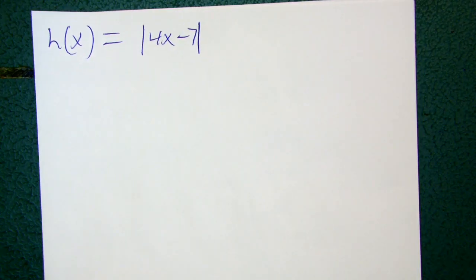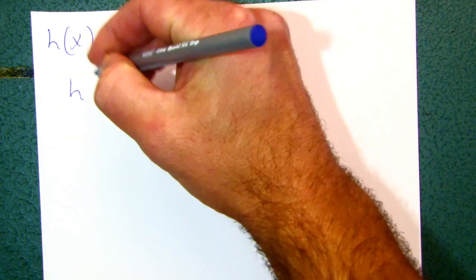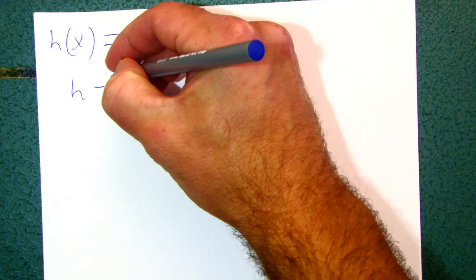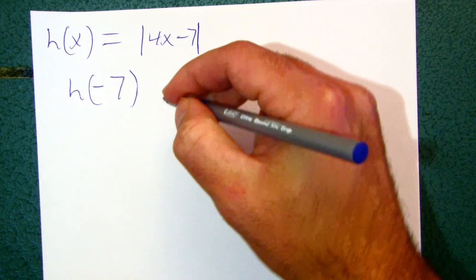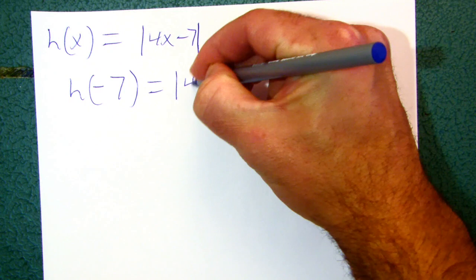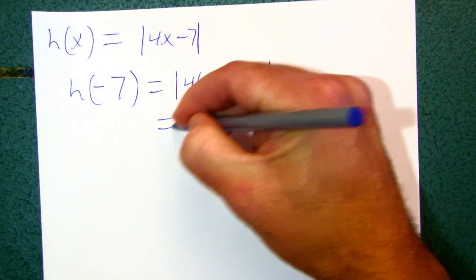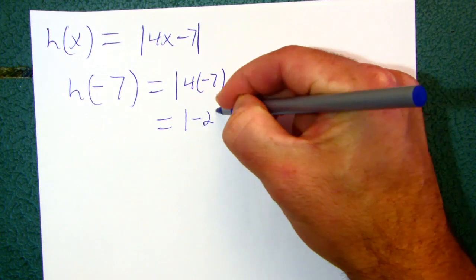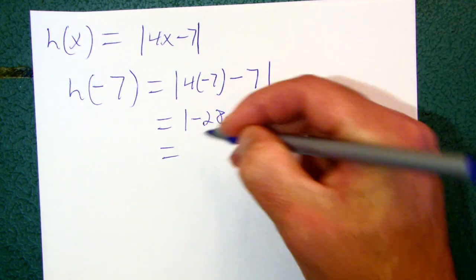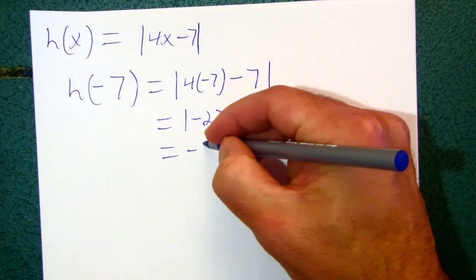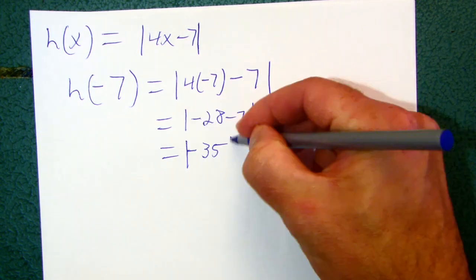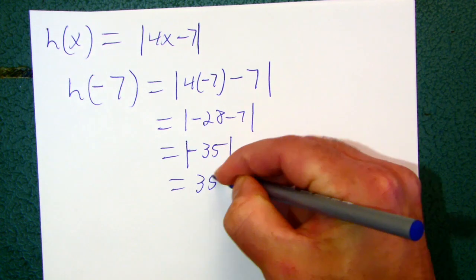All right, so last up, you'll see usually f, g, and h for your names of functions here. This one I made h of x equals the absolute value of 4x minus 7. So if I want to get h of negative 7, how about? I have the absolute value of 4 times negative 7 minus 7. 4 times negative 7 is negative 28 minus 7. Negative 28 minus 7 is negative 35. But again, we're taking the absolute value of it, so we get positive 35 then.